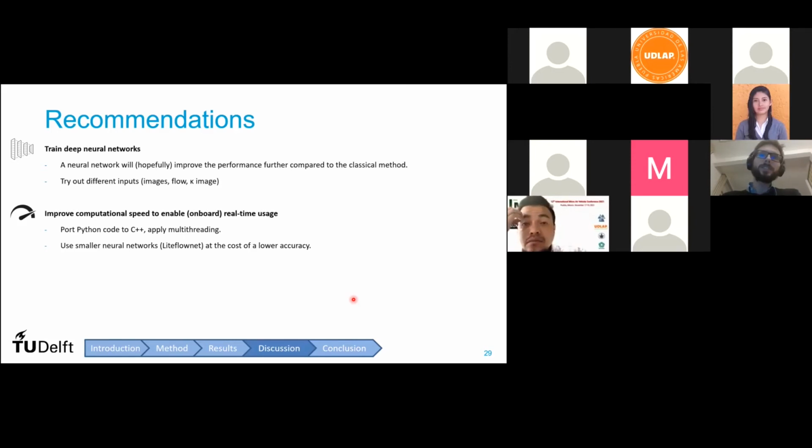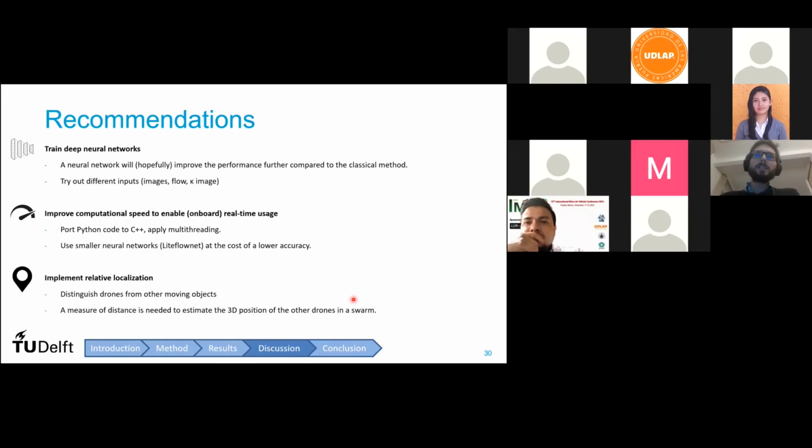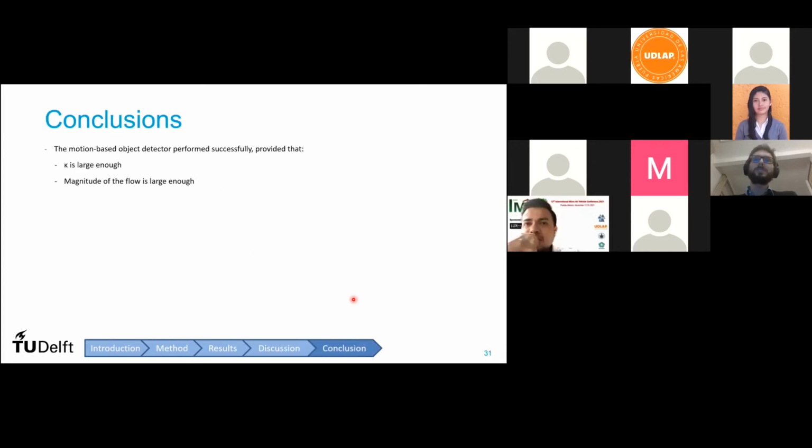Also, our current code is quite slow, and we actually use multiple networks. So we use one network for optical flow, we use another one for sky segmentation. So this is something that would have to be improved. And finally, this whole pipeline uses optical flow. So an advantage is that it can detect any other moving object. The disadvantage is that it detects any other moving object. And so we still need to see if this other moving object is a drone. And then it would be useful, of course, to also be able to determine a kind of distance.